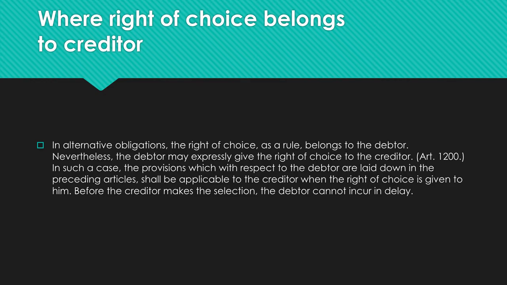Okay? So, where right of choice belongs to creditor in alternative obligations, as a rule, it belongs to the debtor. But the debtor may expressly give the right of choice to the creditor, as stated in Article 1200. In such a case, the provisions which, with respect to the debtor, are laid down in the preceding articles shall be applicable to the creditor when the right of choice is given to him. So, kung ano yung rights ni debtor being the one who has the right of choice, will also be the right of the creditor if the right of choice is given to the creditor. Okay? Before the creditor makes the selection, the debtor cannot incur any delay.